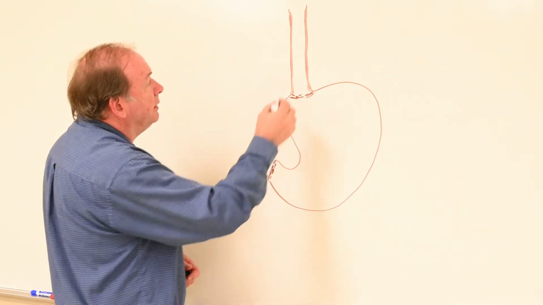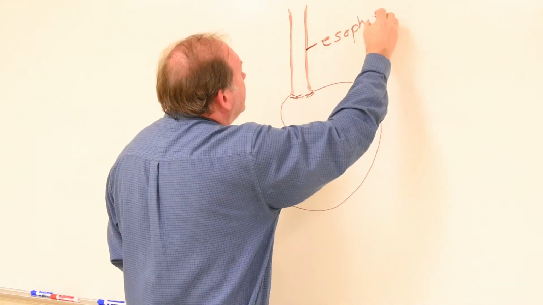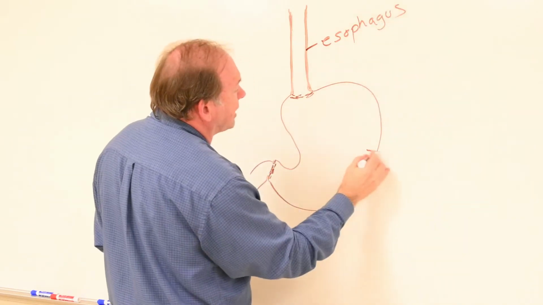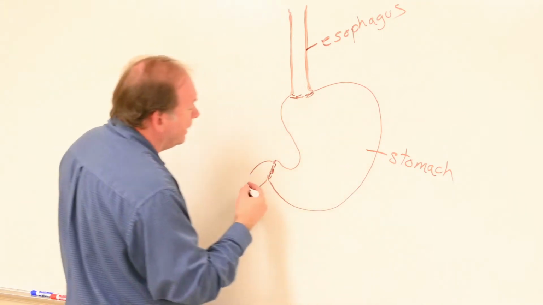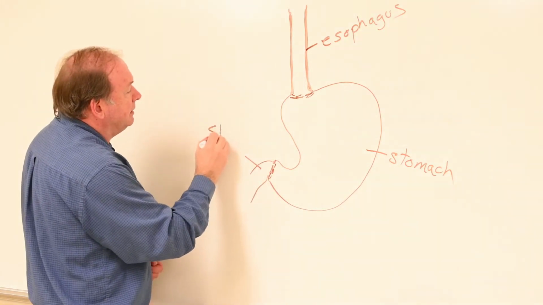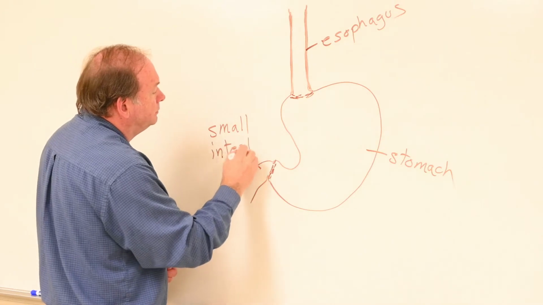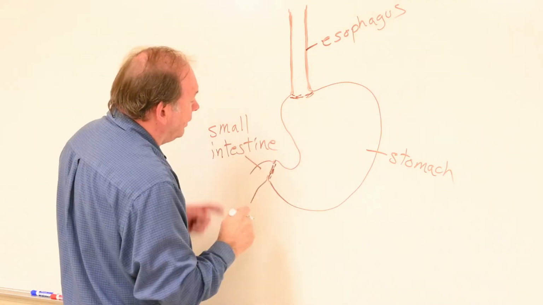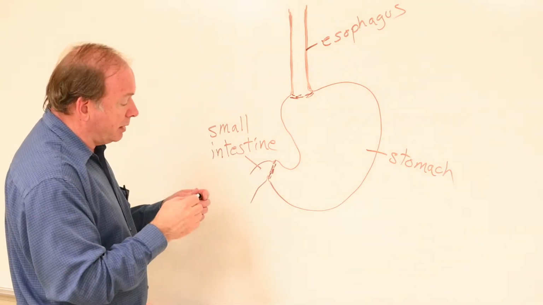So here's the esophagus. This is stomach. And here's our small intestine. The first part of our small intestine is the duodenum. So that's the duodenum right there.